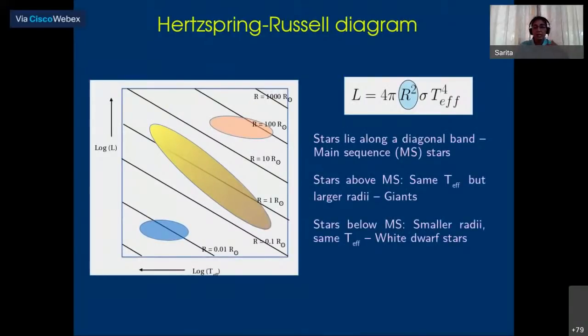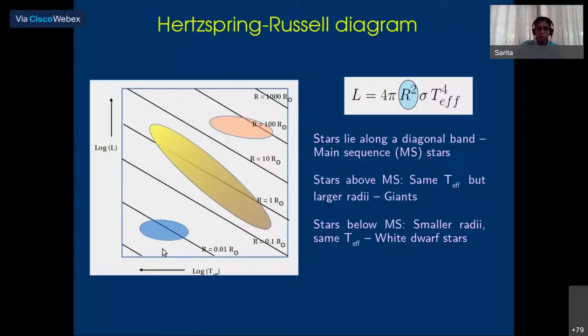So as I said, the stars which lie along the diagonal band are the main sequence stars. Stars above the main sequence could have the same effective temperature, but they are much more luminous and have much larger radii. These are the giant stars. Then you have stars which are lying below the main sequence band. They have much smaller radii, but could have the same effective temperature or larger.